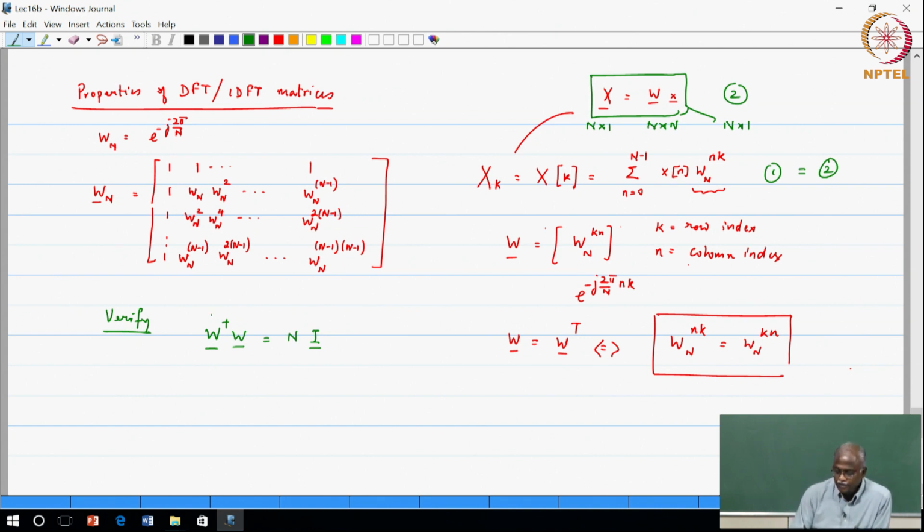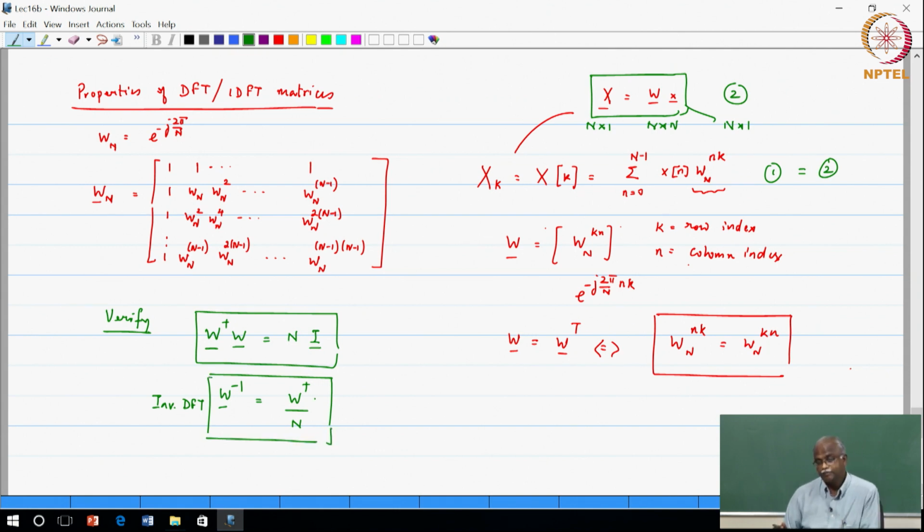So, this result basically tells us that the inverse DFT, so this is the inverse DFT, is equal to W dagger divided by n, which is what we have in the IDFT equation. You will have a 1 over n term, and why did that 1 over n term come? Because W dagger W gives you a scale factor. You basically are taking care of the scale factor.